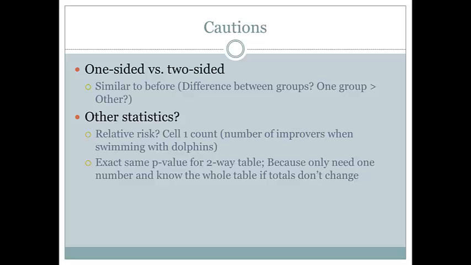Mathematically, if you only have one number in your two-way table, that allows you to figure out what the rest of the numbers in the table are. For that reason, whether you use the difference in counts, the relative risk, or one of the cell counts, you'll get the same p-value for a two-way table. That isn't necessarily the case when we look at larger tables, when we have categorical variables with multiple categories.